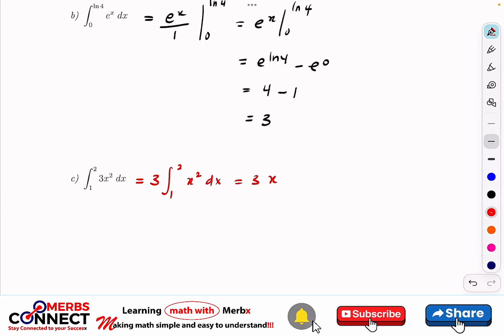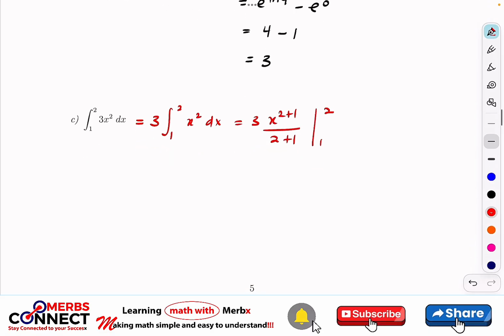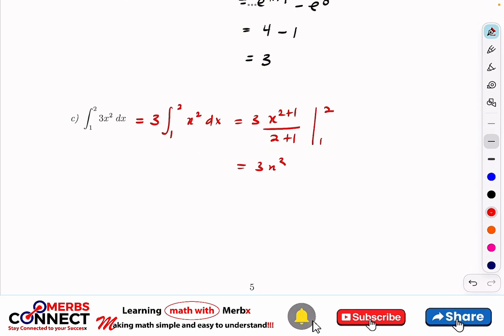So this is going to be x to the power 2 plus 1, divided by 2 plus 1, from 1 to 2. And this is going to be 3x cubed divided by 3 from 1 to 2. And we can cancel the 3 and 3. So we are going to have x cubed from 1 to 2.